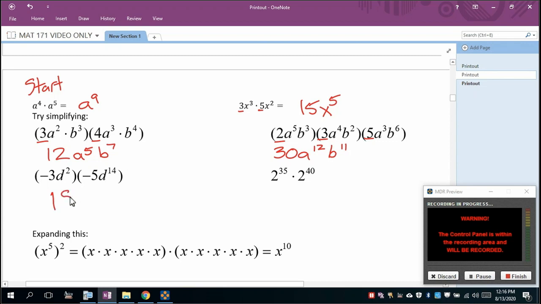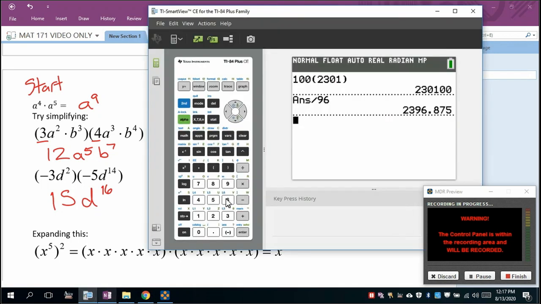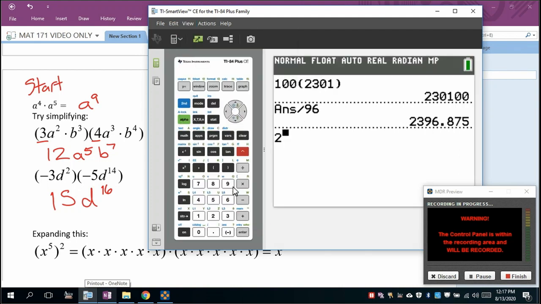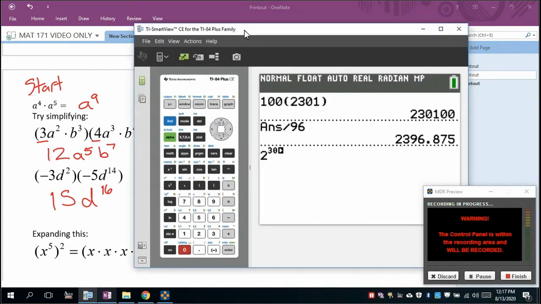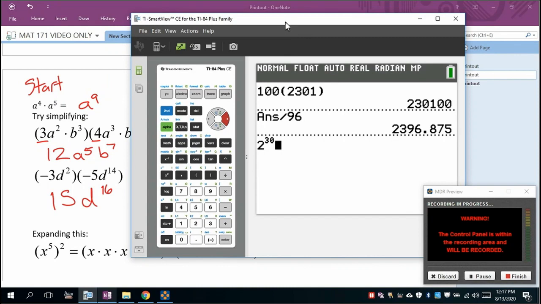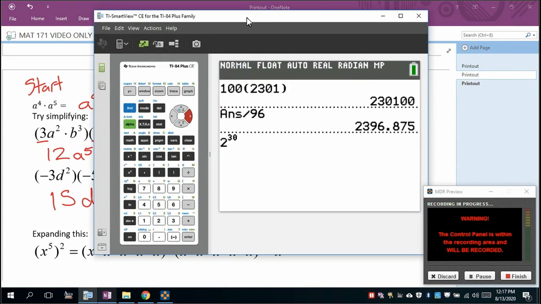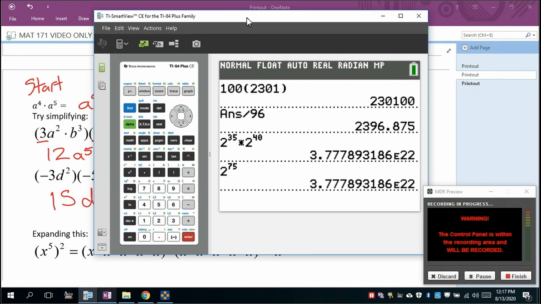So for this one, we would have positive 15, because a negative times a negative is a positive, 15d to the 16th. And for this one, we would get 2 to the 75th power. Now, I'm going to turn that key press display, 2 to the 30th, and that would be times 2 to the 45th. Well, that's 2 to the 35th times 2 to the 40th, and if we did 2 to the 75th, we'd get the same thing.